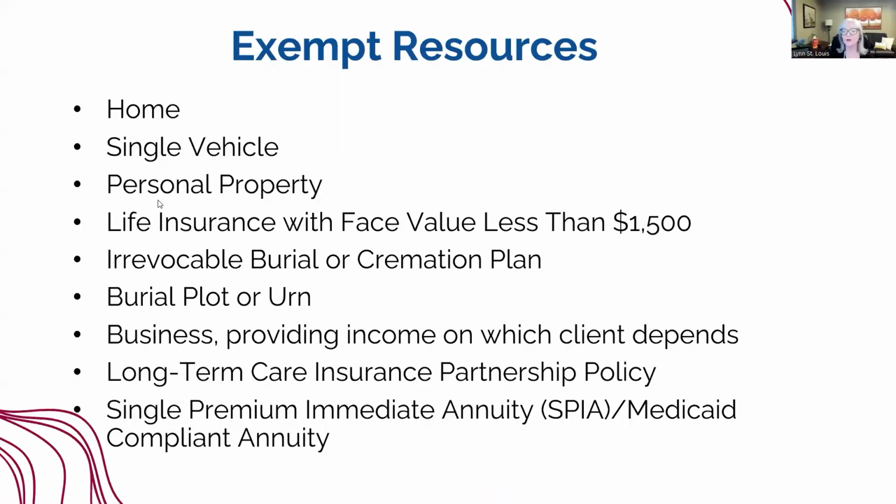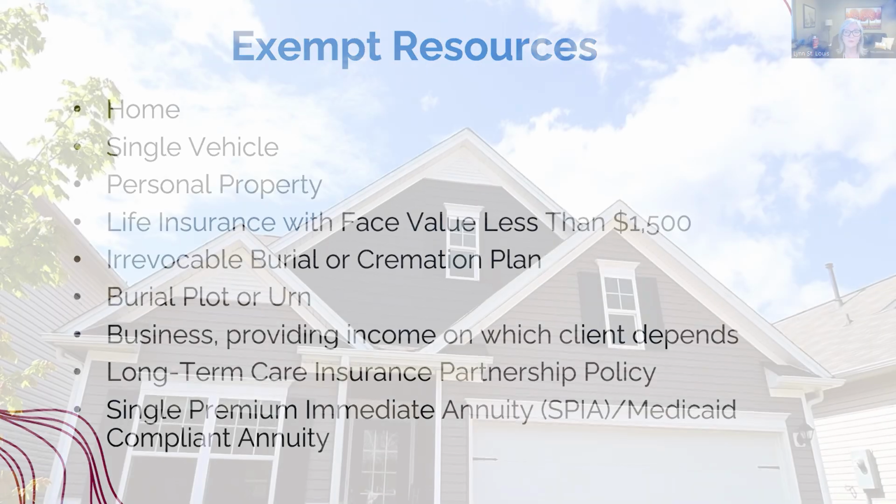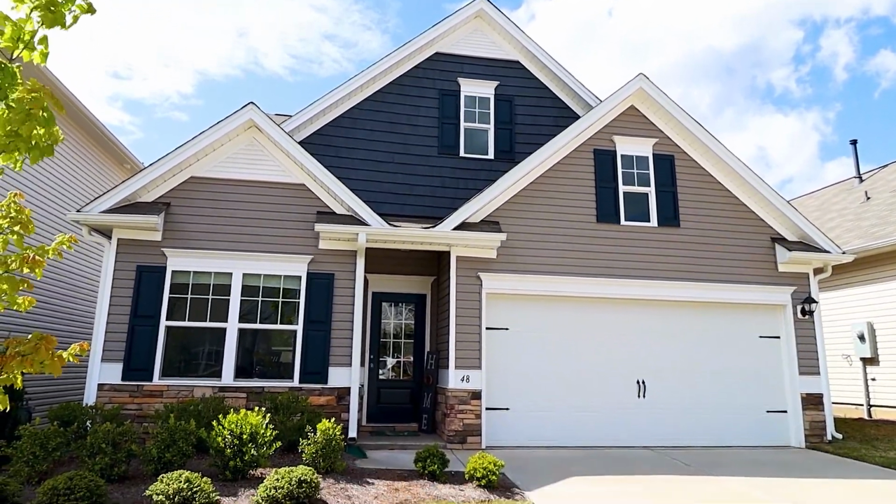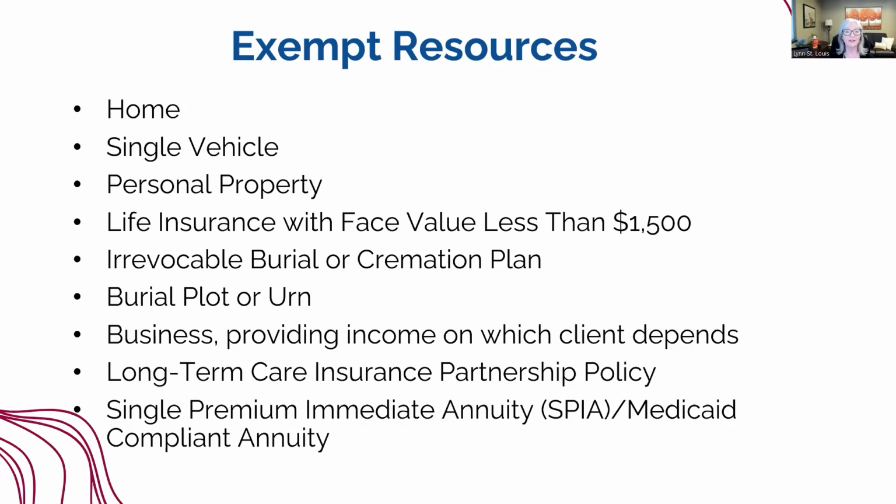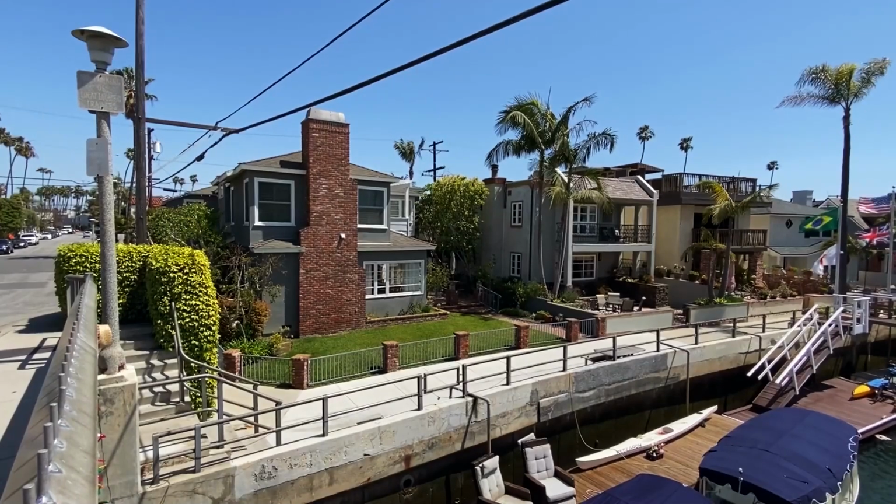So what I just covered was what can you keep in what we call countable resources. Something that's really important to understand is that not everything is countable. So let me share with you what's an exempt resource or non-countable. So your home is not countable. There's an exception to a single person if their equity is above 1 point some million. They have too much in equity. If they have a home that's worth that much, then there's probably other ways that they can draw from equity in the home to help pay for their care or to qualify them for Medicaid if they draw down their home equity.